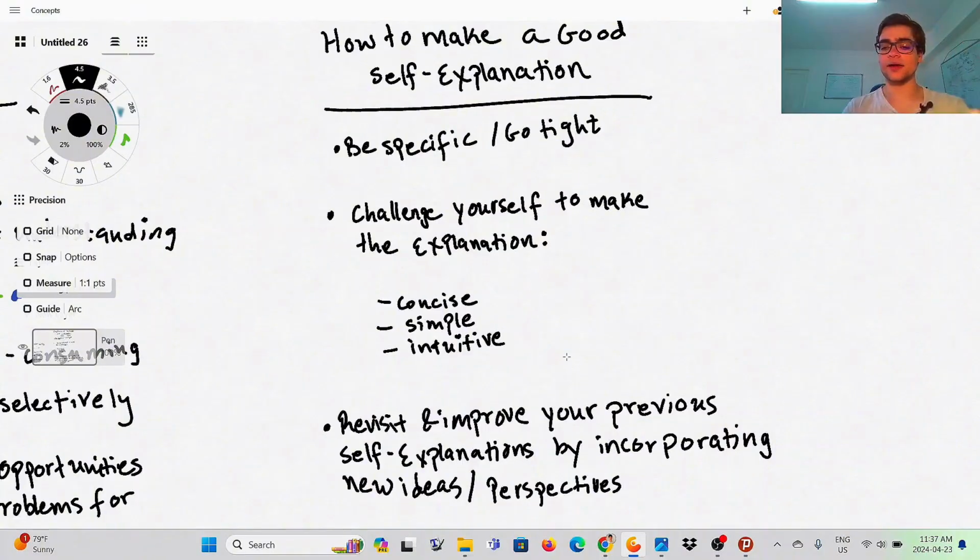Another thing that I do with self-explanations is that I'll have maybe a Google Doc or something where I store them. Then every now and then, as I'm accumulating more insights in whatever I'm studying, I'll revisit them, newly primed with new knowledge and new ideas, and try to improve my previous self-explanation by incorporating new ideas and perspectives. So that's another way in which you can process it at a deep level: going back and improving your self-explanations the more you know. So that's pretty much it for self-explanations.